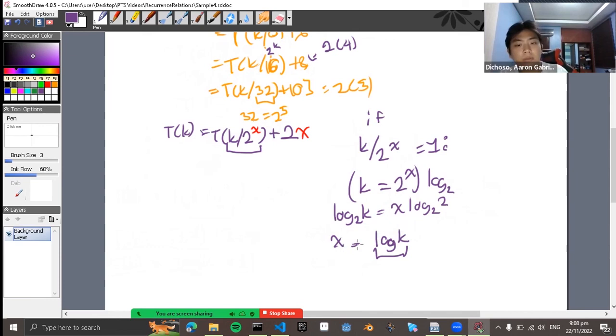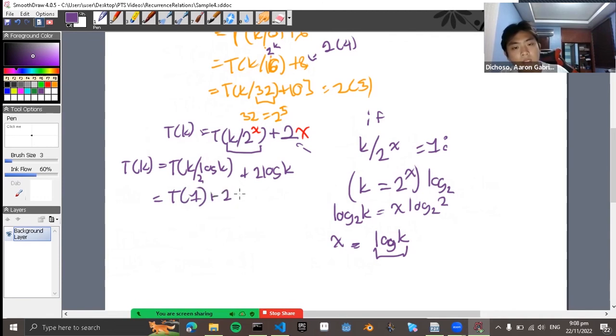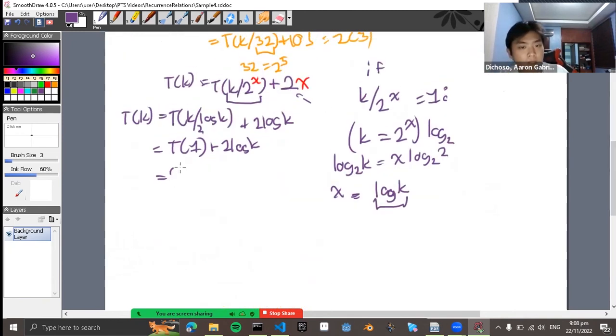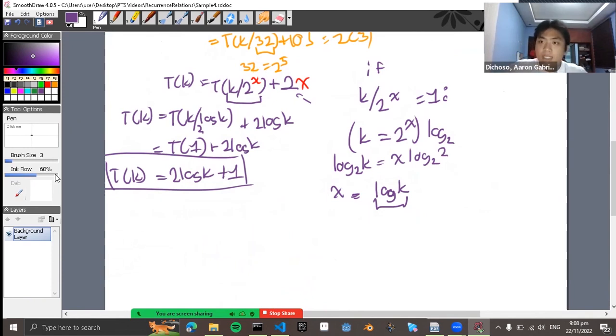So, we just have to substitute the log k into the values here. So we will get t of k is equals to t of k divided by 2 raised to log k plus 2 log k. This will be t of 1 plus 2 log k. T of 1, as we established before, is equal to 1. So we get 2 log k plus 1. And that is our time function. That is our closed form.